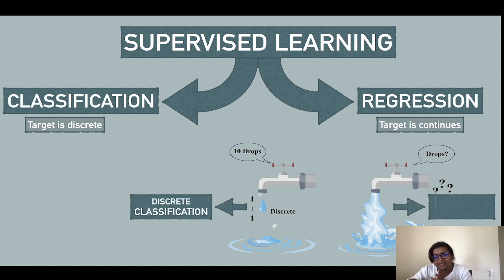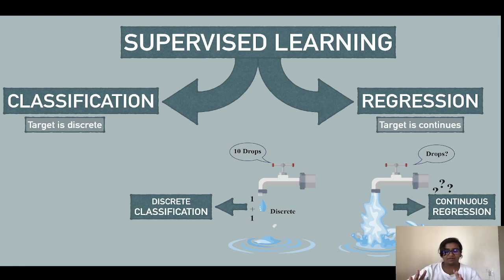On the other hand, this is called continuous, because when the tap is completely open, the water just rushes out, and it's a continuous process. You can't count the number of drops. It's physically impossible to count it. So then it comes under the regression problem.